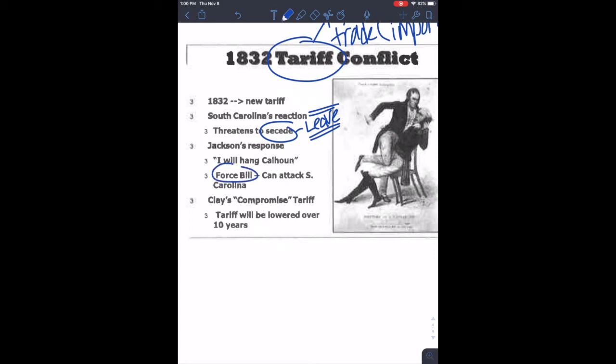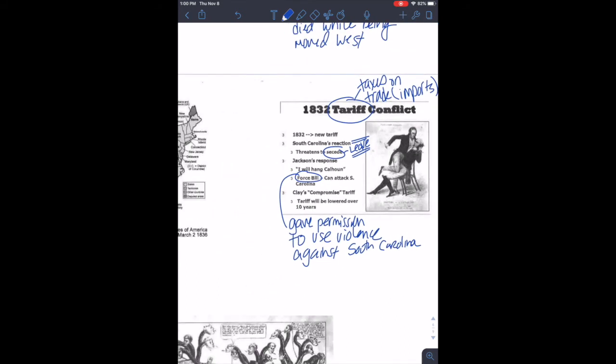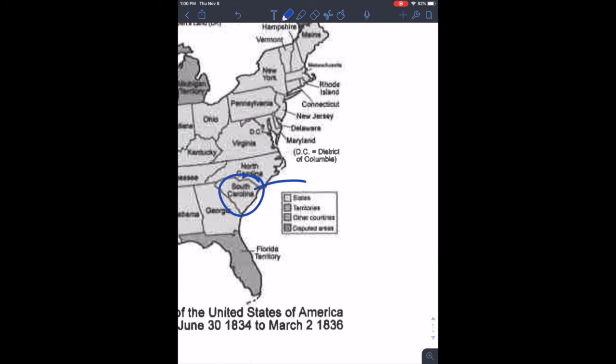Jackson was so angry, he threatened to hang the governor of South Carolina. So Congress passed a force bill where they could force South Carolina to pay this tariff, and in doing so, you would have to use the military. So the Civil War could have started in 1832. Again, we're seeing the country being pulled apart between states and the federal government, typically on the issue of slavery, but also on other economic issues. And again, this is called sectionalism.